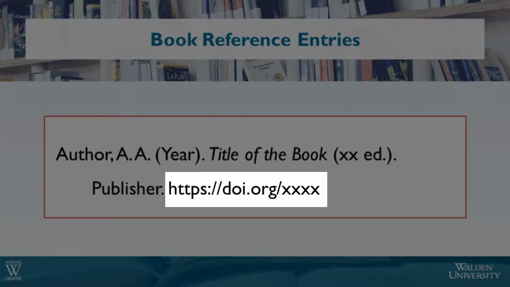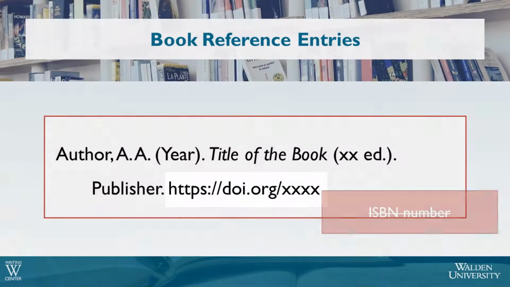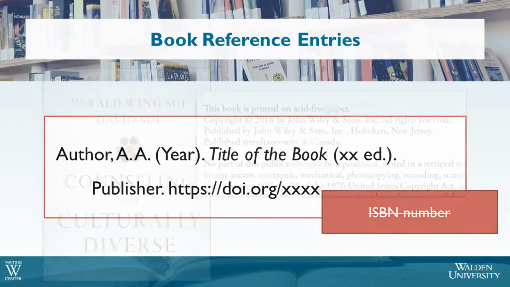Finally, end the reference entry with a DOI if the book has one. Not all books have a DOI number, and it really depends on if the publisher has assigned a DOI number. But if one exists, we include it here. One final note. Notice that the book's ISBN number or other similar information isn't included here.